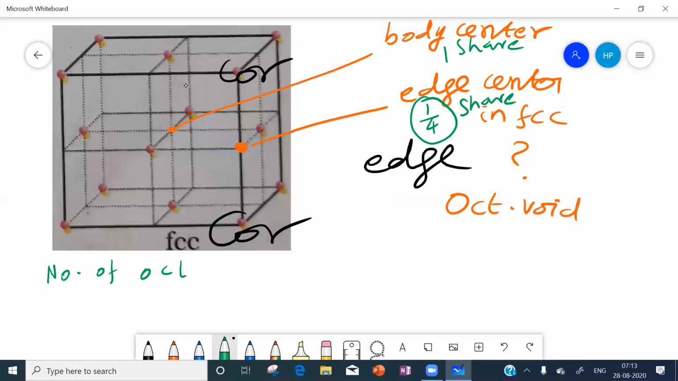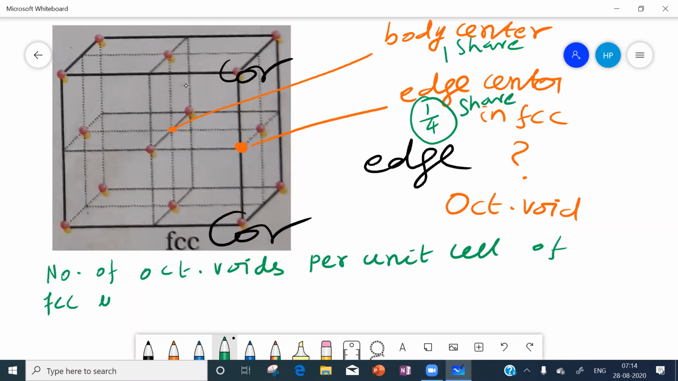Number of octahedral voids per unit cell of FCC in a lattice, that we will see. So first we will take the octahedral voids. This is the body center. Body center is acting as one octahedral void. So one body center we have taken.